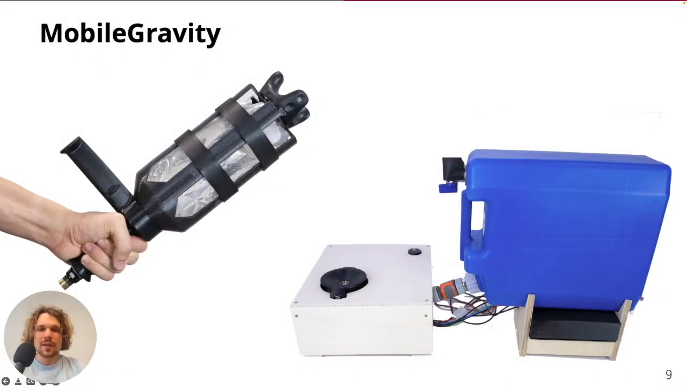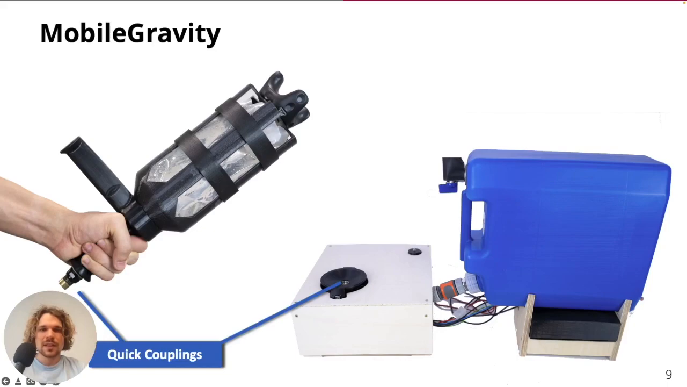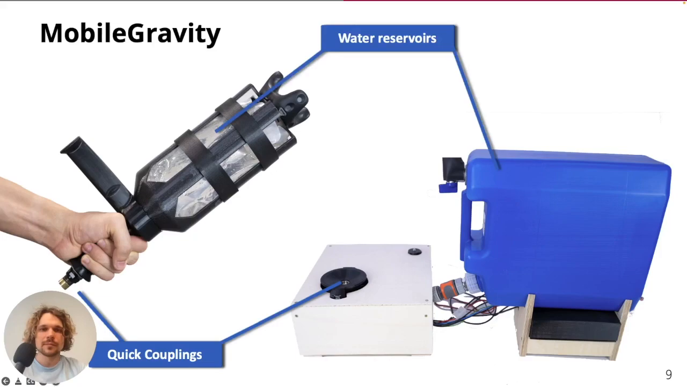MobileGravity consists of a mobile handheld proxy object and a base station that can change the weight of the proxy. Central to our design is the integration of dripless quick disconnect couplings. These are fittings that automatically cut off the water flow when disconnected. They allow us to connect and disconnect the handheld device to the base station whenever its weight needs to change. Water can then be transferred between the two reservoirs.